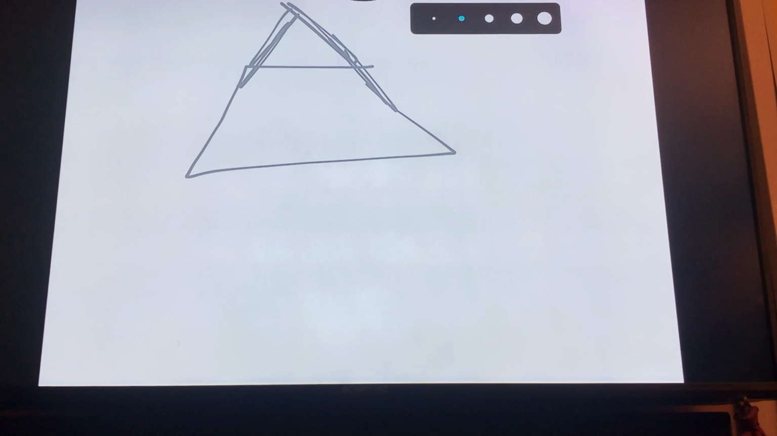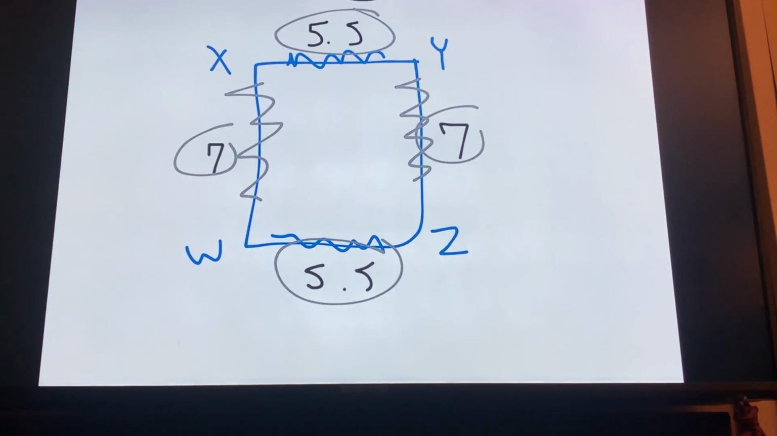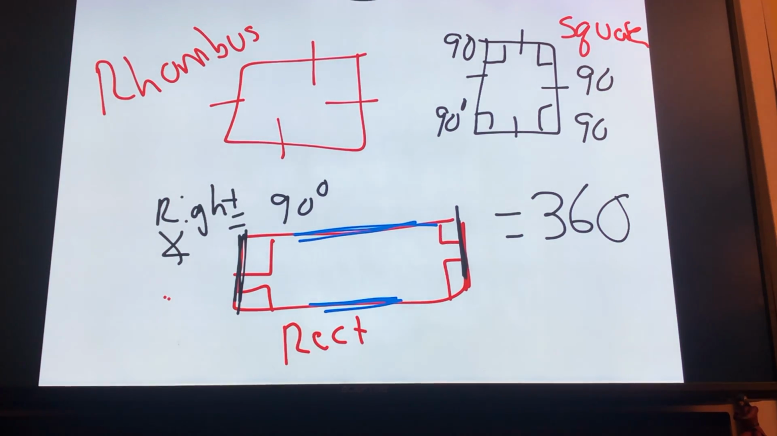Number 3, we actually just did one like this in example 1. It's a parallelogram. Number 2, you've got 4 right angles. What did I say that was? Well, if we go back and revisit 4 right angles, that's a rectangle. And number 4 would be a square.